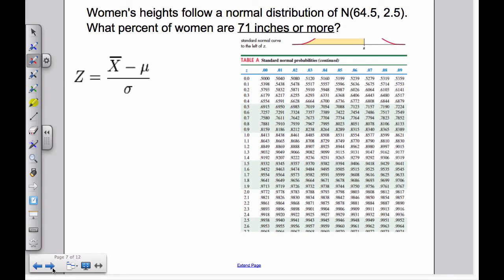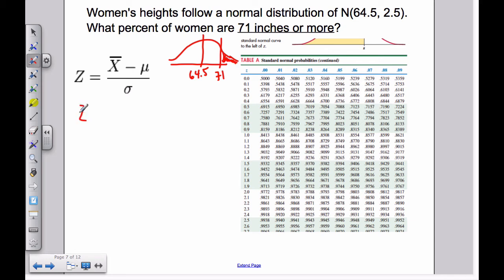What about this type of question? Women's heights follow a normal distribution. Same deal. What percent of women are 71 inches or more? So this time I'm dealing with this type of picture. 64.5 is in the middle, but I've asked for 71 inches or more. As soon as I shade to the right, that tells me to subtract my probability from 1. Let's see how this works.